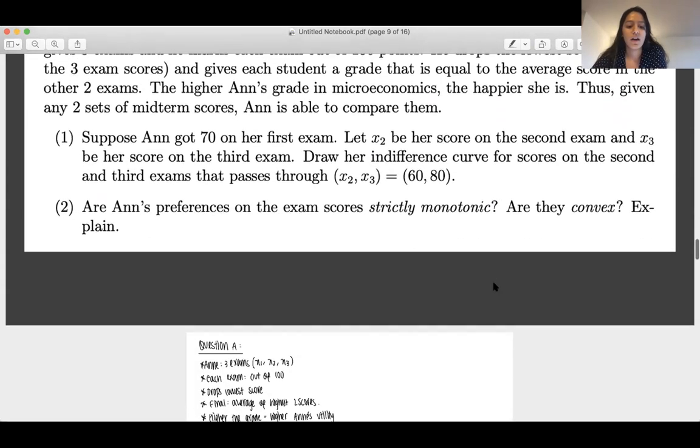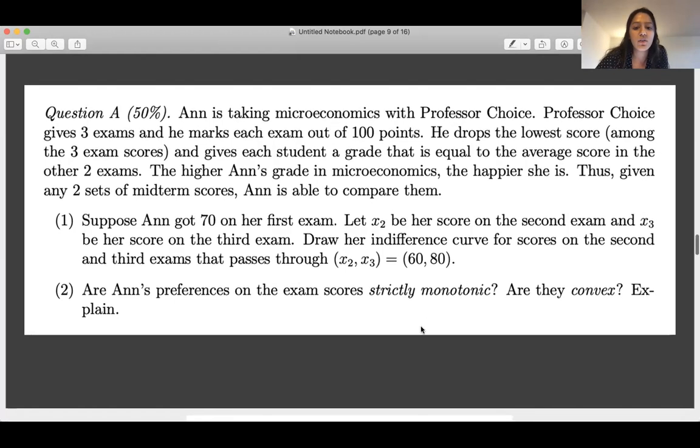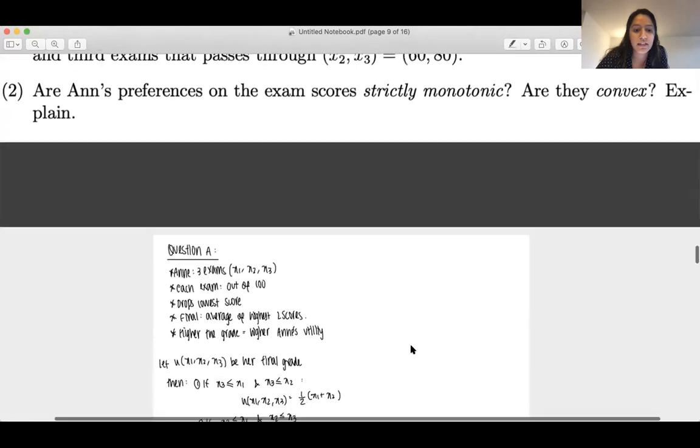So for the first part, suppose Anne got 70 on her first exam, so then x1 is equal to 70. x2 and x3 are her scores on the second and third exam respectively. And in this case, they're asking us to consider that x2, her score on her second exam, is 60, and x3, her score on her third exam, is 80. So this is how I would go about doing something like this.